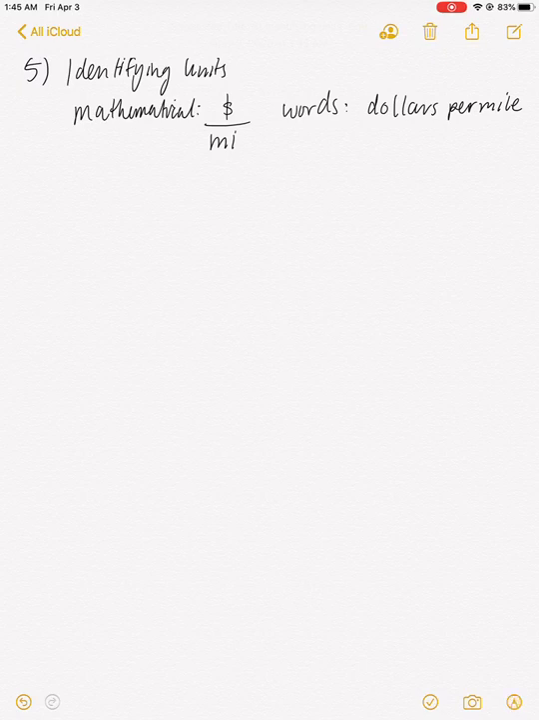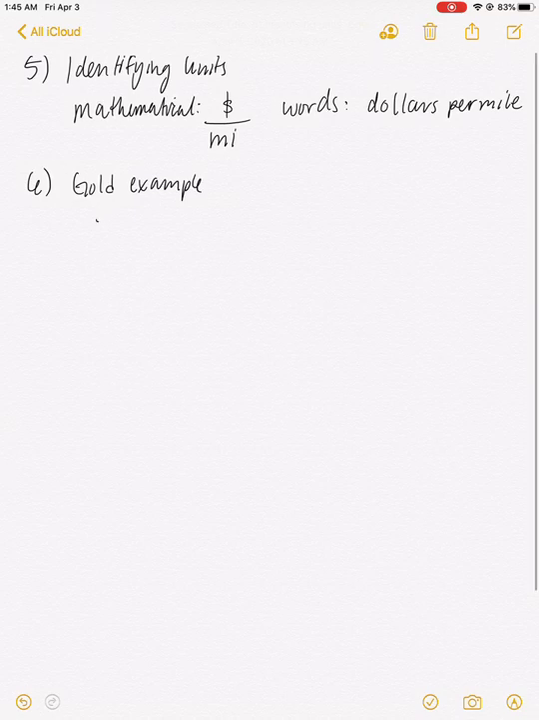In number 6, we use the units to help us solve problems. In our example, we have a gold example to look at. It says, how much would you pay for 2.5 ounces of gold at a price of $1,200 per ounce? So you have your quantities 2.5 and 1,200, but how are they going to relate to get you what you want? And so we use the units to guide us.